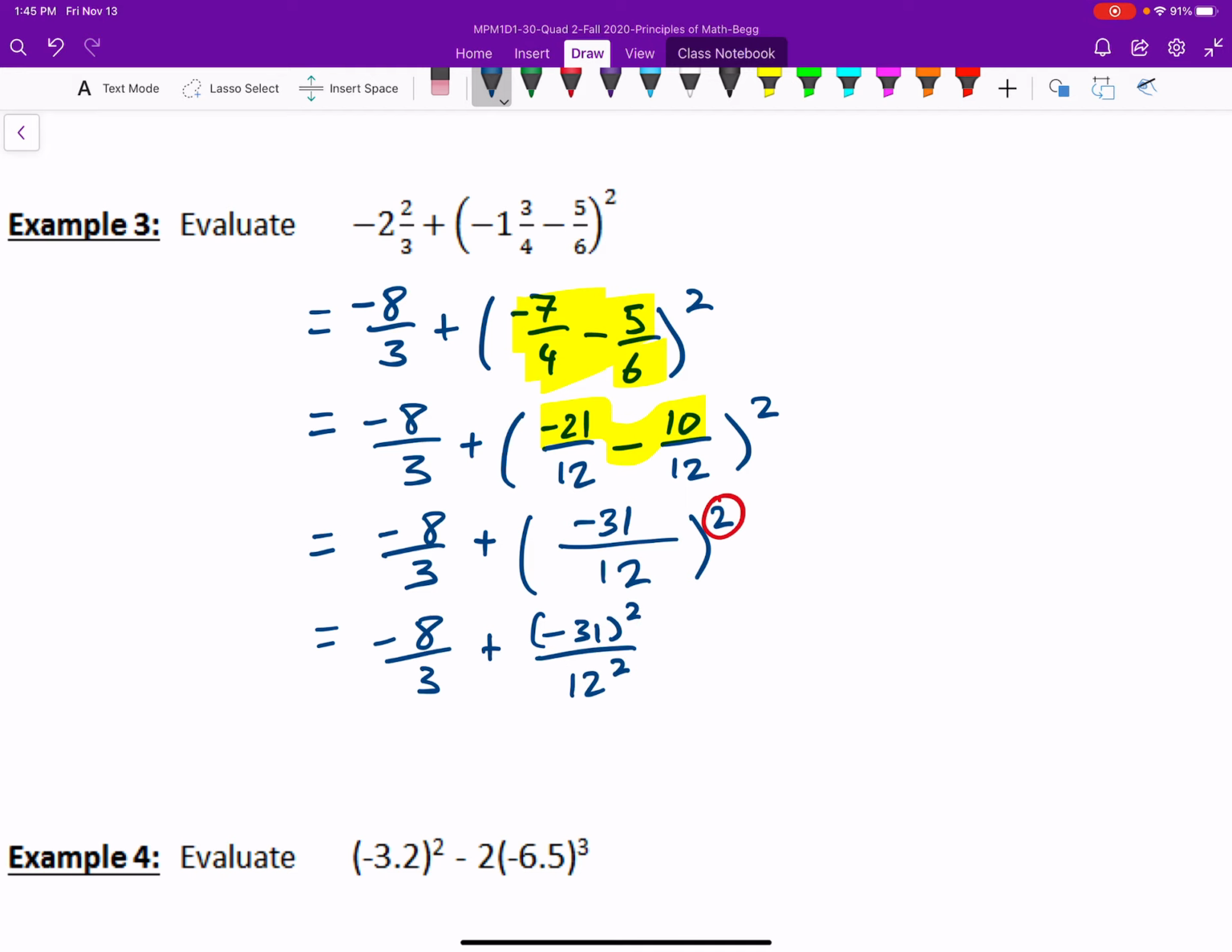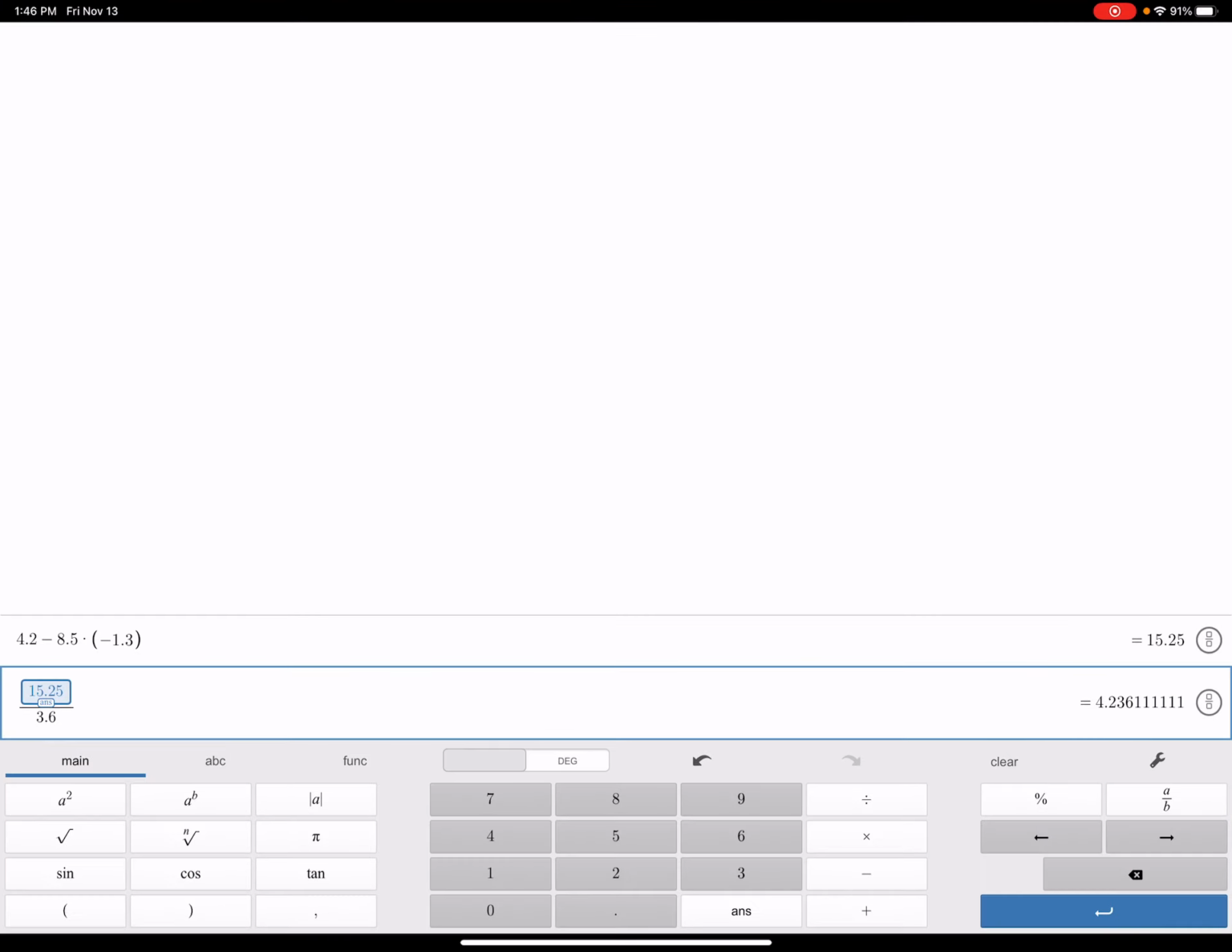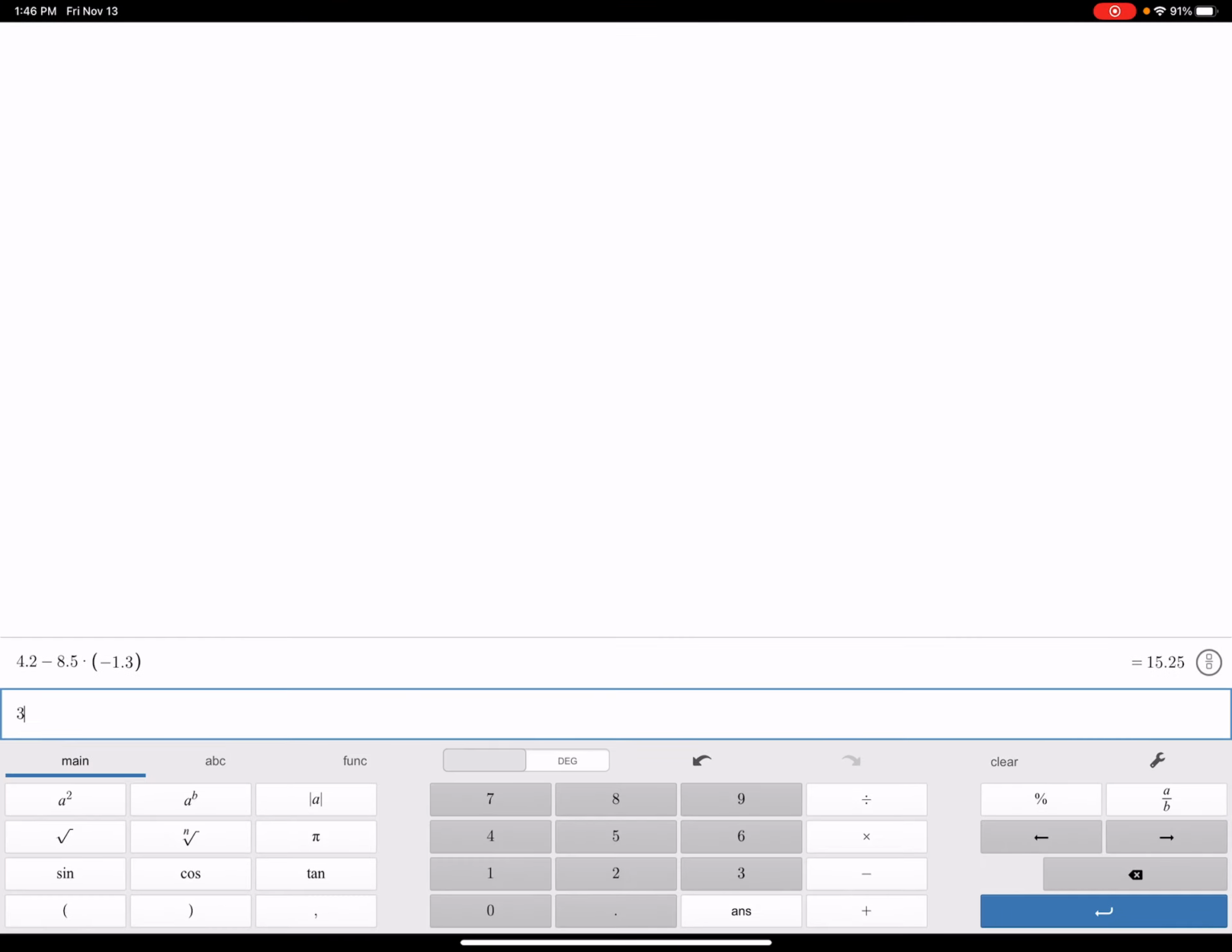We've seen this a few times. Squaring, being an even exponent, is going to give me an overall even answer. Negative 8/3, keeping that there. Negative 31 squared is positive, and 31 times 31, well, what's that? 310 plus 31, 341? I think it's 341, but let's see, 31 squared.